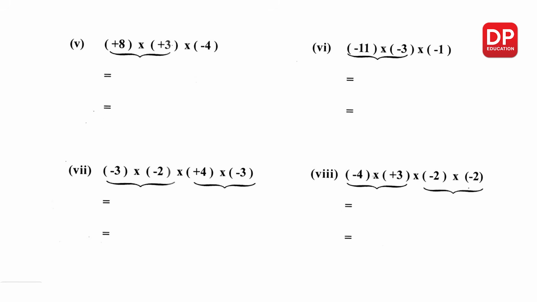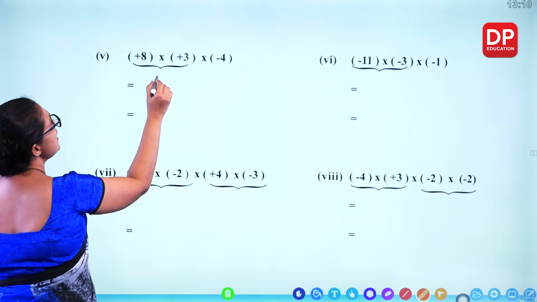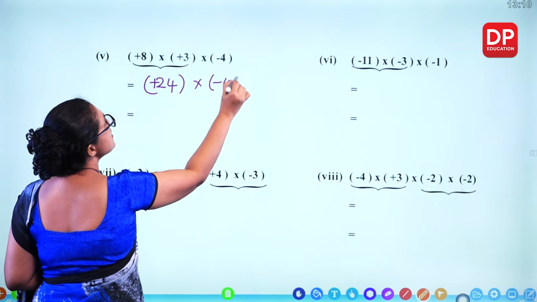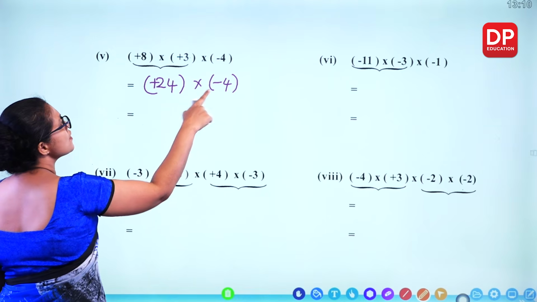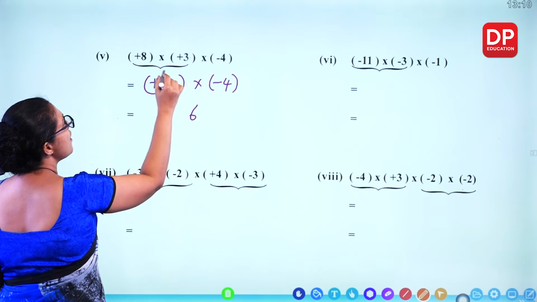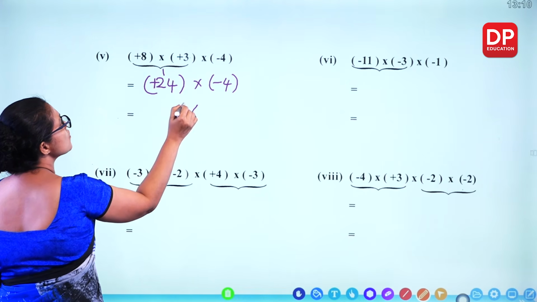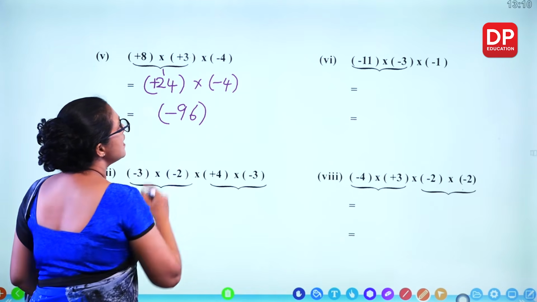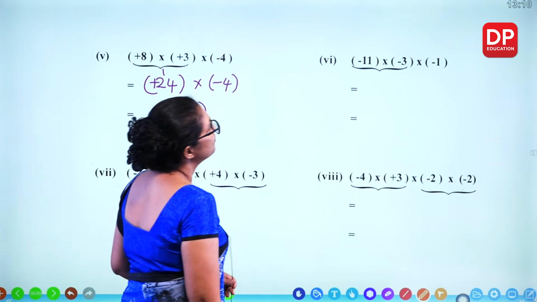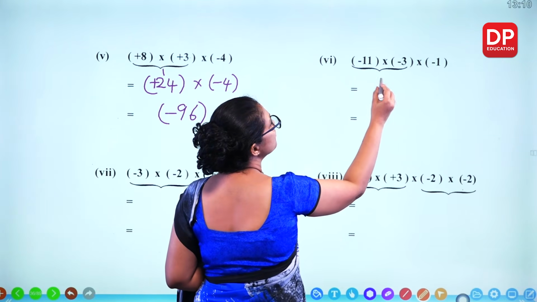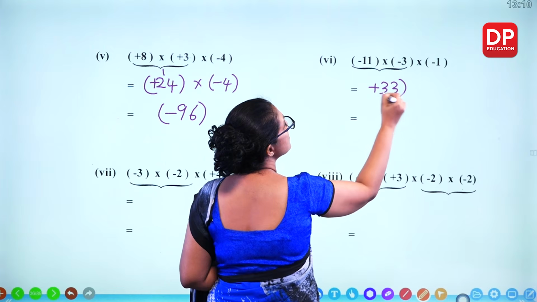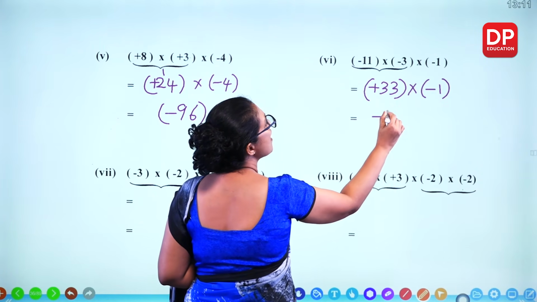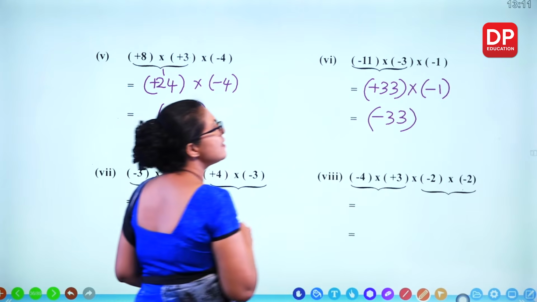Again, take 2 at a time. 8 times 3, 24, both positive. One is positive, one is negative. So first multiply 4 times 4, 16, 1 remaining. 4 times 2, 8 plus 1, 9. One plus and one negative. Answer is negative. Both negative. You get a plus answer, plus 33. And when you multiply by a negative, the answer is a negative one.